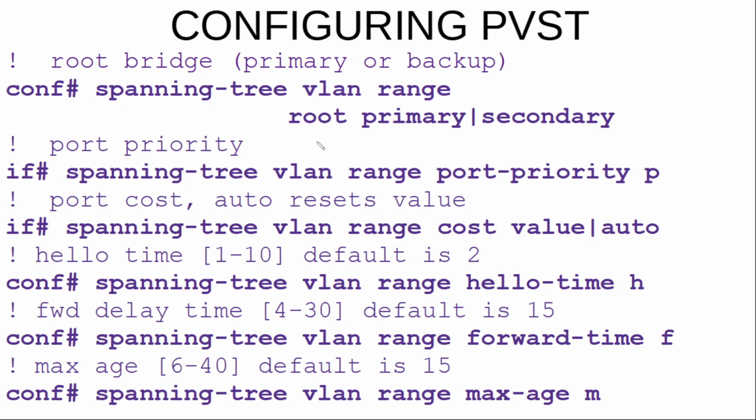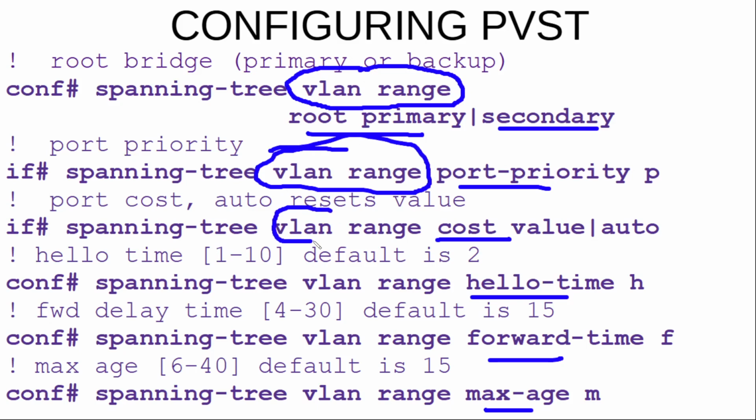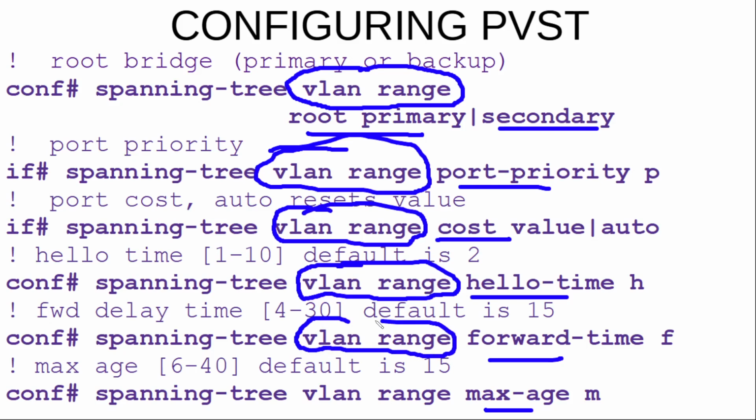If you want to establish which switch will be your primary or root switch and your backup root switch, if you want to modify your port priority, your port cost, your hello time, your forward time, your max age, you have to establish to what VLAN you are applying this change. Because remember, you have topologies per VLAN, and using these commands you are actually creating different topologies with different settings for every single VLAN or VLAN range.